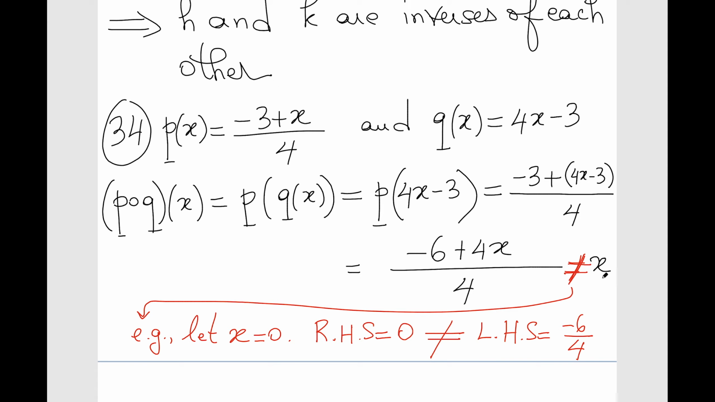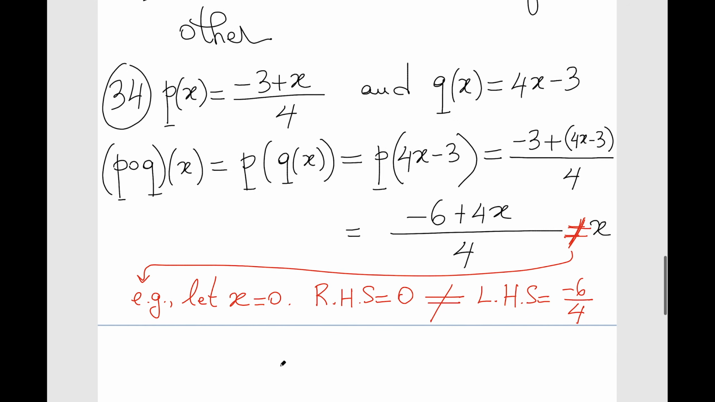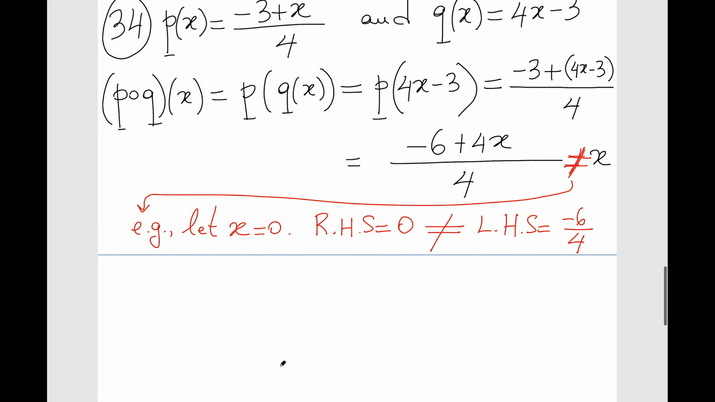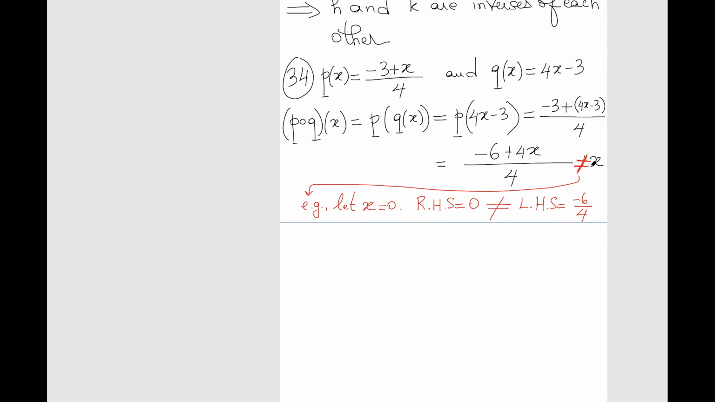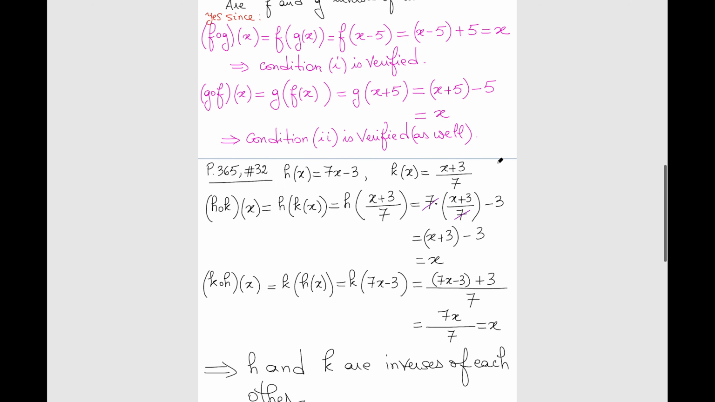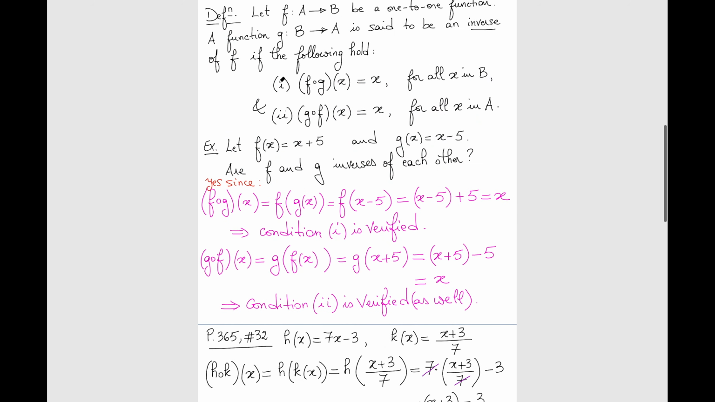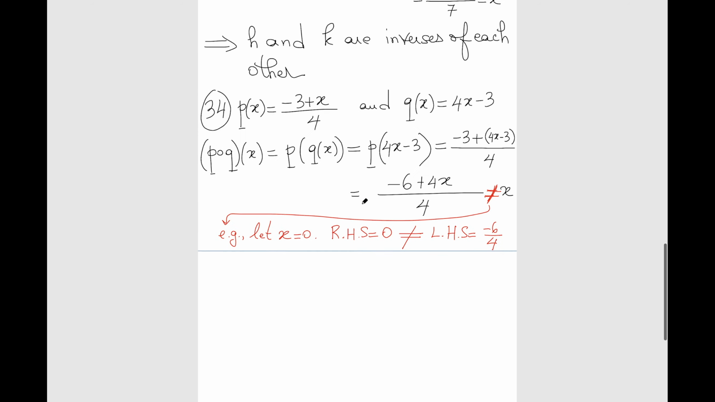So this quotient and this guy are not the same. For this x, as such, they're not the same at all. Because if they were to be the same, they should be the same for all chosen x's. What can we say then? P composed with Q acting at x is not x. And as such, condition 1 fails to hold in this case. And as such, P and Q are not inverses.